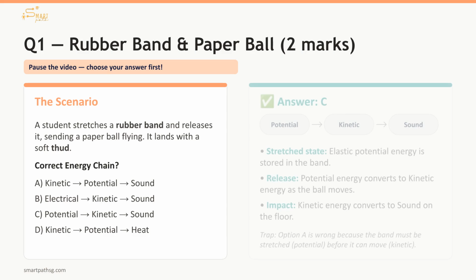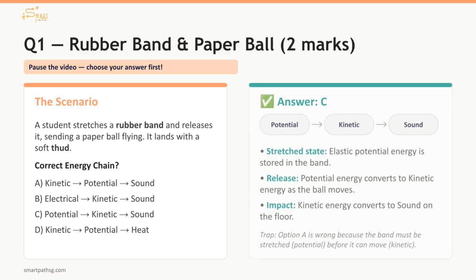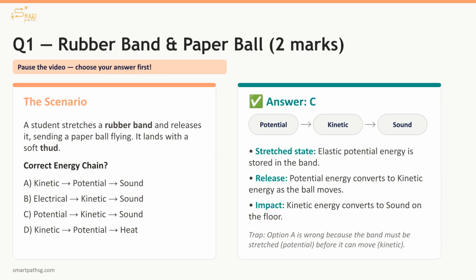The correct answer is C, potential to kinetic to sound. The energy begins as elastic potential energy in the stretched band, converts to kinetic energy as the ball moves, and finally, to sound energy upon impact. The key is identifying the start of the chain. The rubber band is stretched and stores potential energy before anything moves.